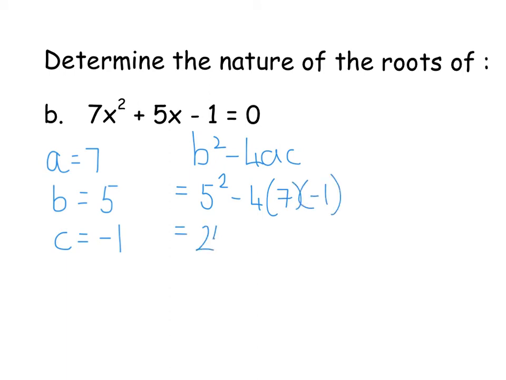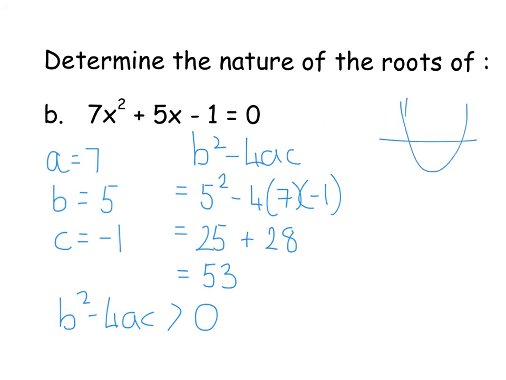So 5 squared is 25. -4 times the -1 will turn into a positive. Oh, I shouldn't have put that squared there on the 25. So it's 25, that turns into positive 4 times 7 times 1, which is 28. 25 add 28 is 53. So in this case, we've come out with b squared minus 4ac greater than 0. And greater than 0 was the scenario that looked like this, where we had 2 roots. So we have 2 real and distinct roots.